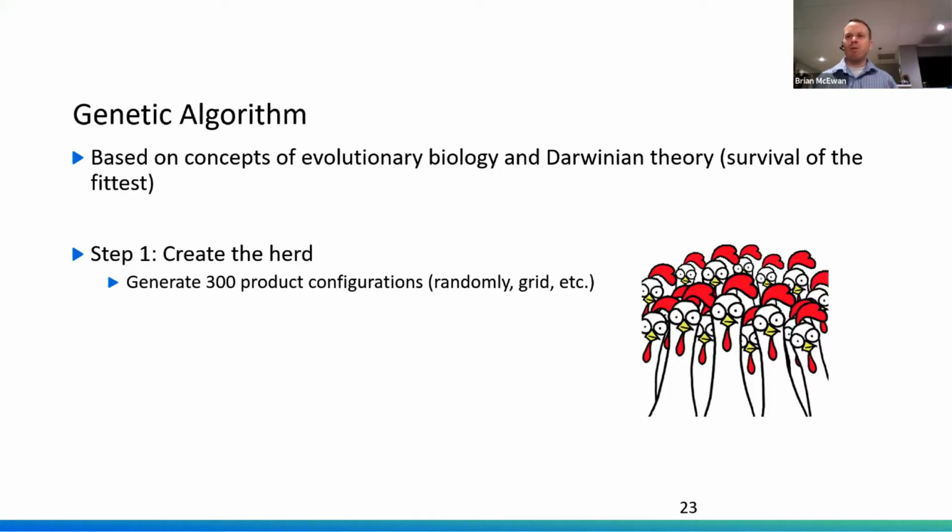We might generate those randomly, or we might use our grid search to try to find a bunch of good solutions. So in our electric vehicle survey, this is going to be like a Tesla configuration, and then a Kia, and then a Toyota. So we're going to make a big herd of all sorts of different animals, different configurations of our electric vehicles.